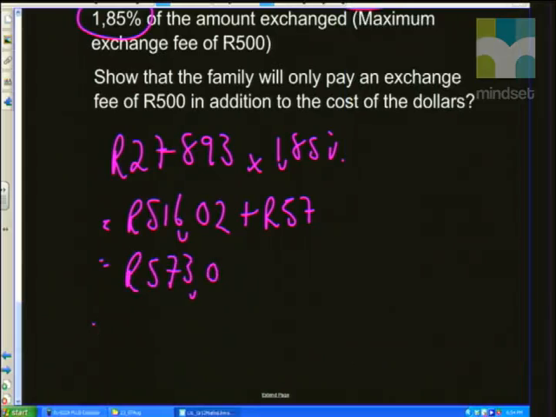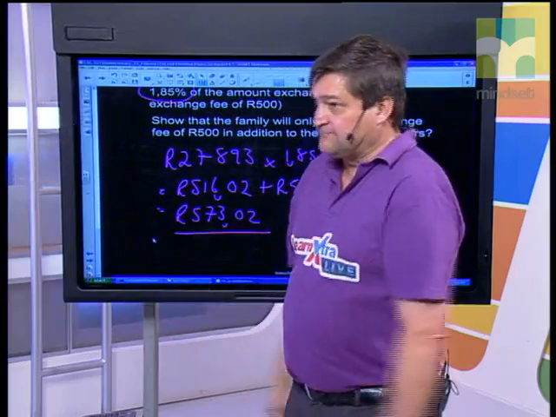573 Rand and 2 cents. Right. Lloyd, you agree that's the commission I'm paying? Yep. No. You nearly fell for it. Absolutely not. Why not, Lloyd? Because there's a maximum exchange fee of 500 Rand.